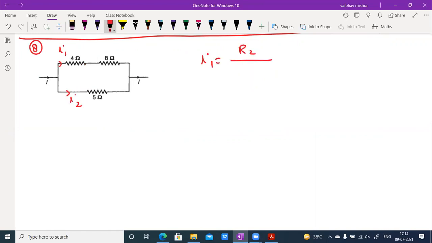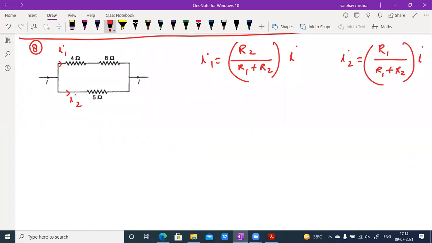करते हैं, it is inversely proportional to resistance. I1 में आएगा R2 बाय R1 प्लस R2 टाइम्स I और I2 में आएगा R1 डिवाइडेड बाय R1 प्लस R2 टाइम्स I. R2 is 5, divided by 5 plus 10, 15, into I. So ऊपर वाले ब्रांच में करंट है I by 3, नीचे वाले में हो जाएगी फिर 2I by 3.